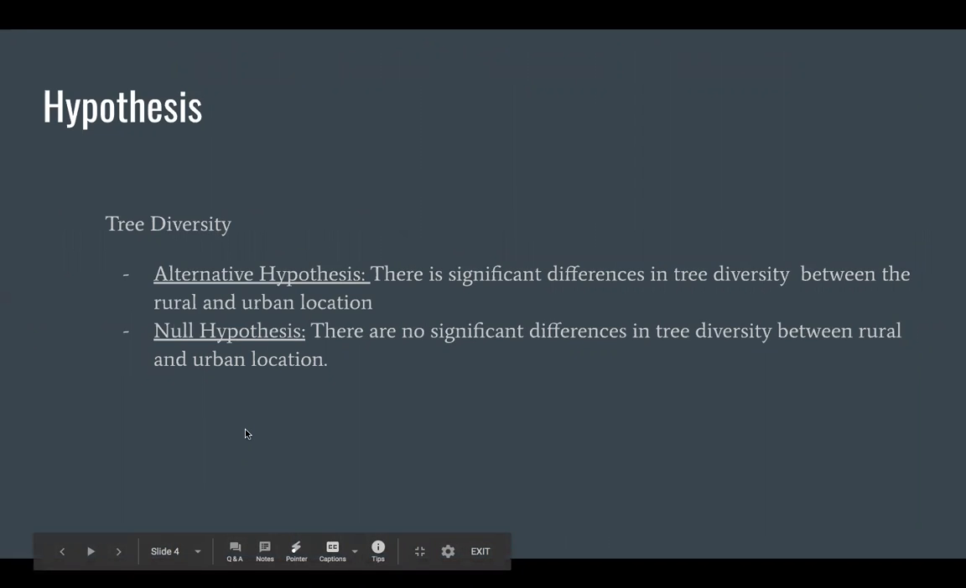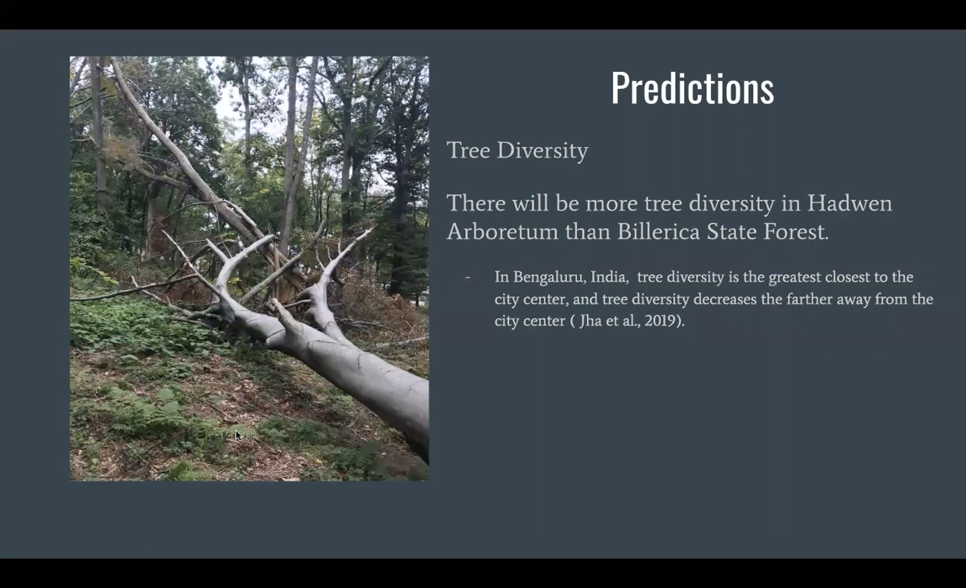So my hypothesis was that there would be significant differences in tree diversity between the rural and urban location. The rural location is located in Billerica State Forest in Massachusetts, and the urban location I chose was Hadwin Arboretum. So I predicted that there will be more tree diversity in Hadwin Arboretum than the Billerica State Forest.